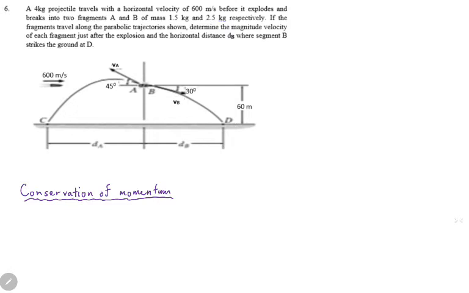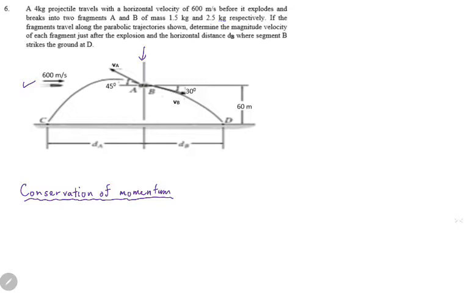Okay, hi everyone. So in this example, we have a projectile that's coming in from the left. When it reaches this point here, what happens is that the projectile suddenly explodes and splits into two parts. One part moves in the direction of VA and another part moves in the direction of VB. So what happens in this question?